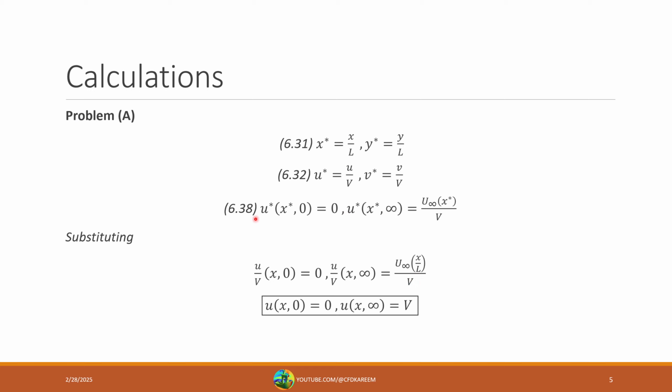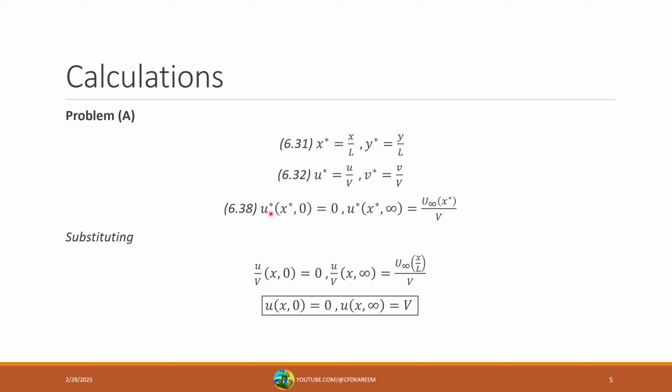So in problem A, the equations that were given in the book are 6.31, which are the non-dimensional forms of our spatial dimensions, so x star and y star, which is just x over L and y over L, as well as 6.32, which is the non-dimensional velocities in the u and v direction, which again is just going to be u over V as well as v over V. And 6.38, these are actually going to be our non-dimensional boundary conditions.